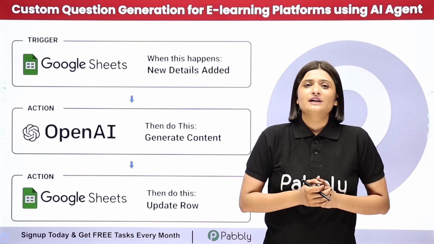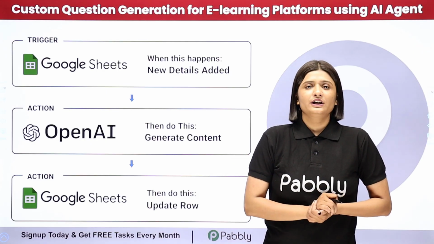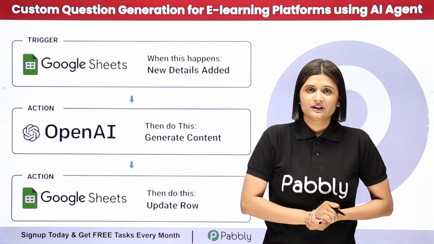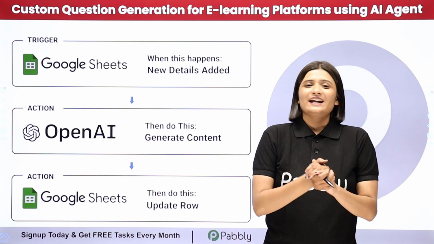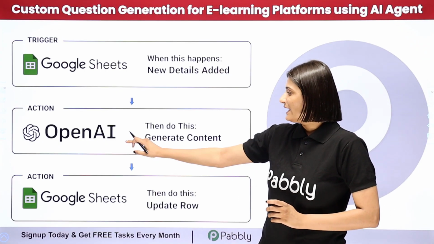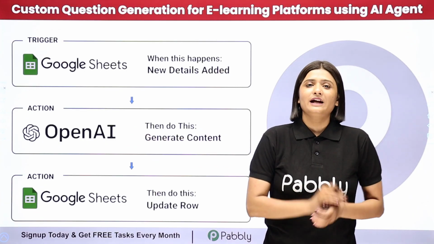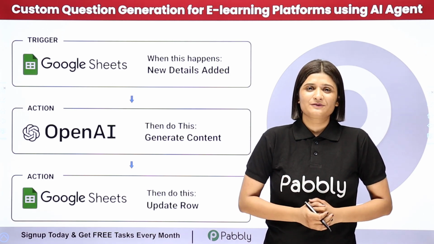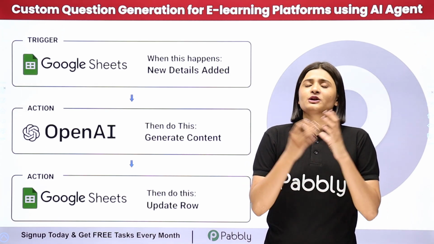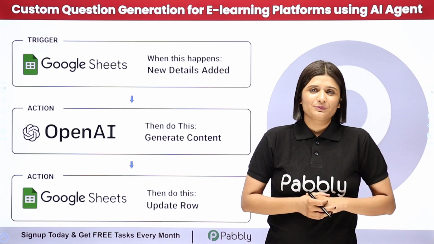Now I want that as soon as I add a new detail, the content or the question should be automatically generated using AI agent. Here I am going to use my AI agent as OpenAI, and this generated content should be added back to my Google Sheets spreadsheet. Doing this manually will consume a lot of time, so I am completely going to automate this process.